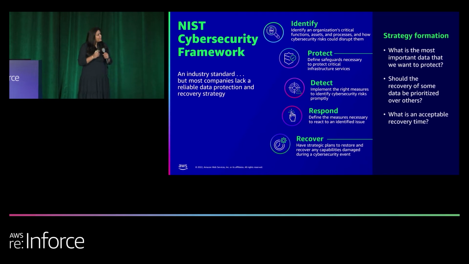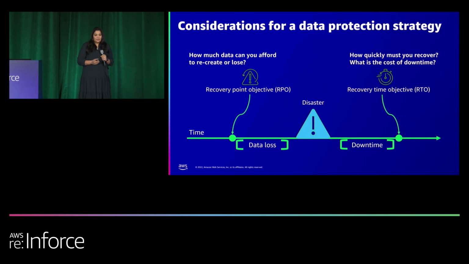So we have a few questions there. When you form your strategy, you ask, well, should the recovery of some data be prioritized over others? We have one example. Cat video is probably not the most important, but my transaction data, probably more important. What is an acceptable recovery time? What's an acceptable recovery point? These are some very critical considerations as you consider your data protection strategy. How much data can you afford to recreate or lose? Remember, we talked about the business critical applications.